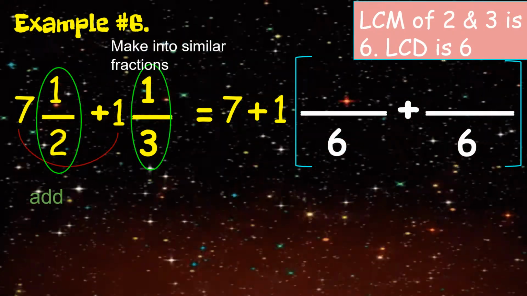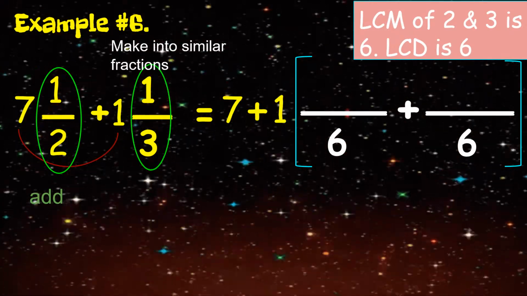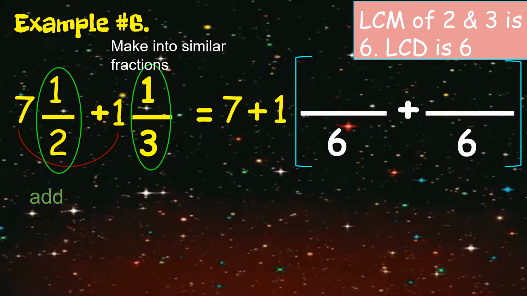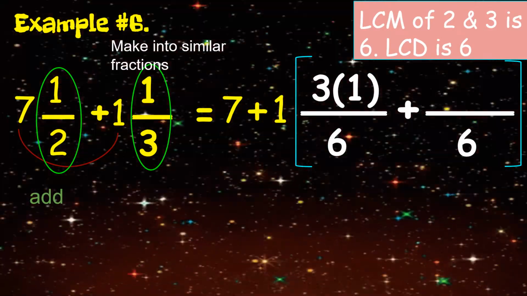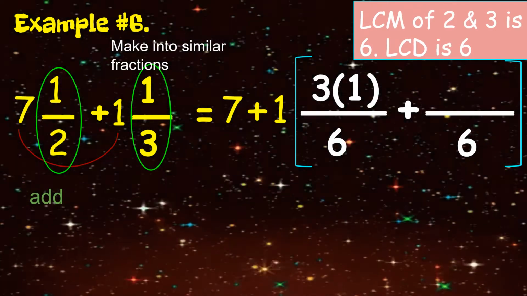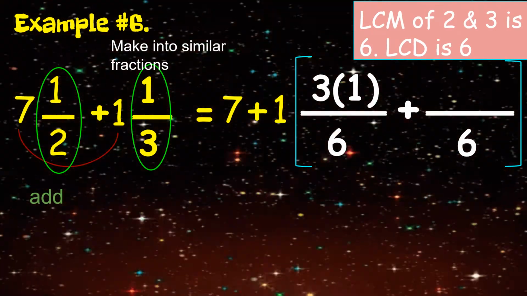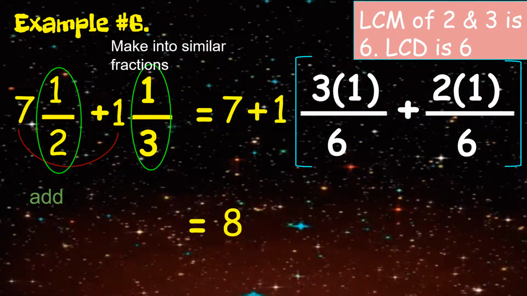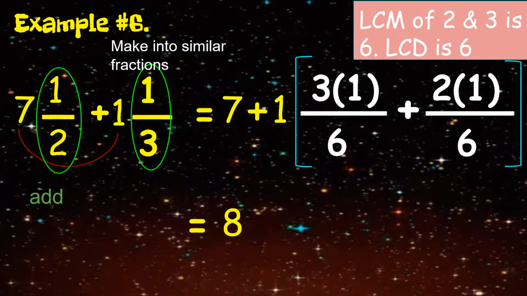Then, divide it on both denominators. 6 divided by 2 is 3. Multiply it to the numerator 1, we'll have 3 times 1. 6 divided by 3 is 2. Multiply it to the numerator 1, we'll have 2 times 1. Then, add the whole numbers. 7 plus 1 is 8.